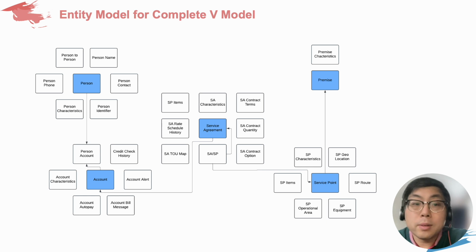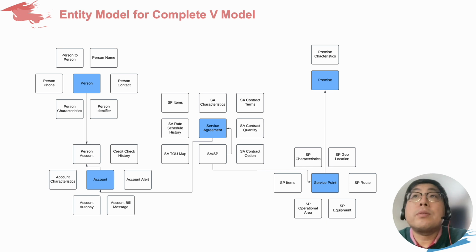So the rate actually calculates the prices. We'll talk through that in further detail. Then you have service agreement characteristics and the TOU maps. Not all the child tables have been included on this diagram, but I'm trying to illustrate the main tables, which I think are important.